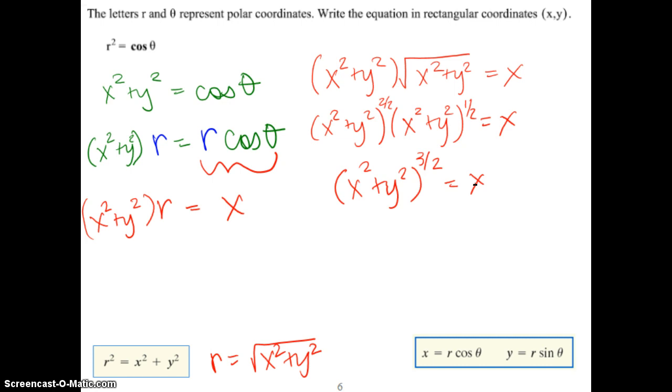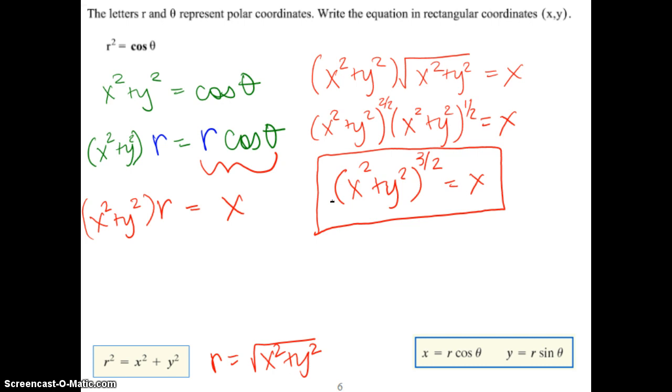And the multiple choice for that problem, actually one of the options is x squared plus y squared to the 3/2. So now, again, you know you're finished when your equation is fully simplified and you've gotten rid of r and theta and everything is in terms of x and y.